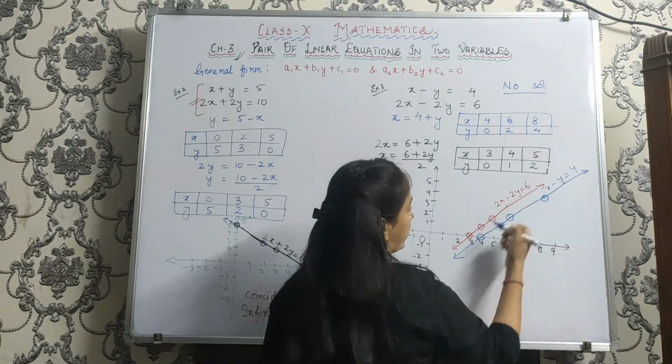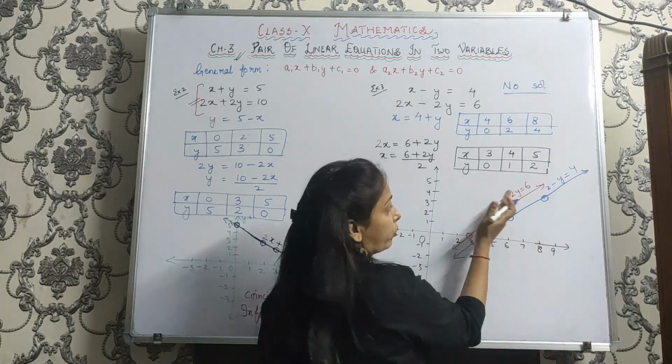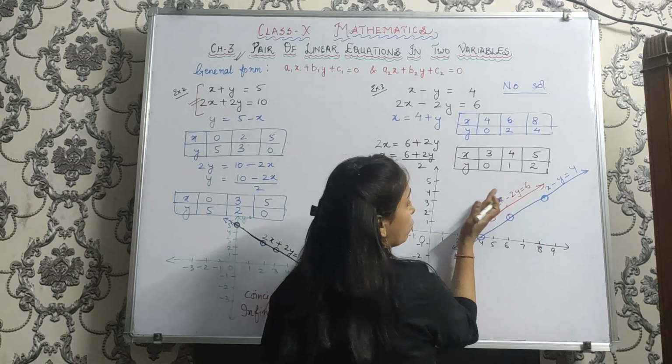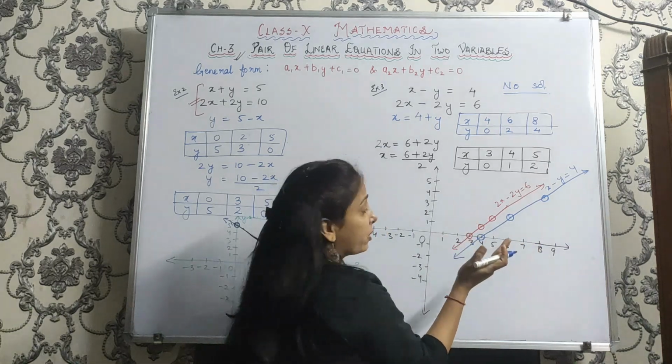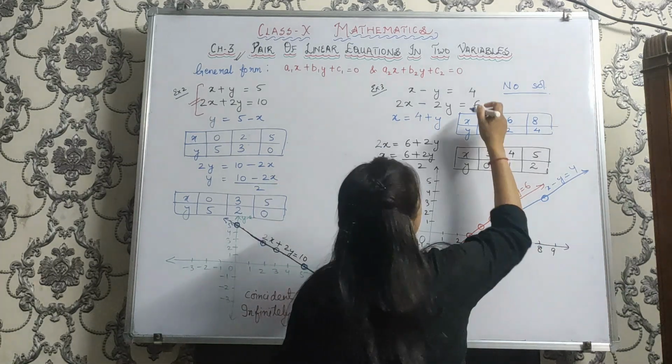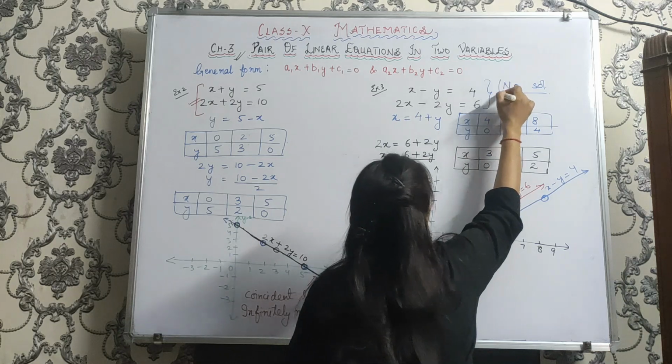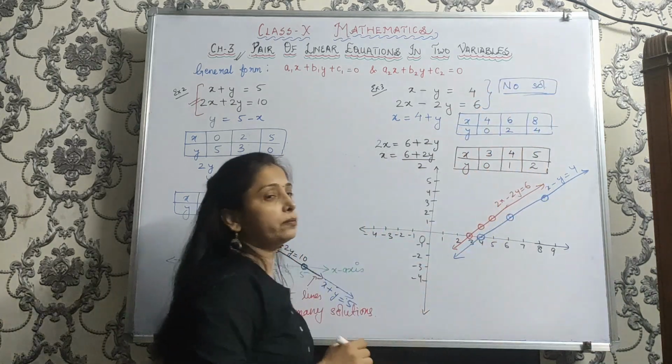That is, no common solution is there. Though each one has infinite number of solutions, here we are talking about a pair of equations. So इन दोनों equations का as a pair कोई भी common solution नहीं है. So we say that this pair of equations have no solution at all.